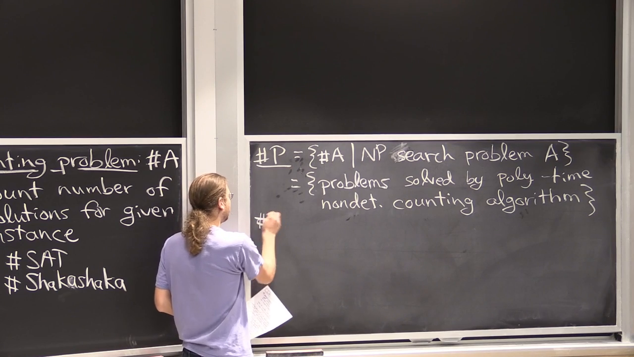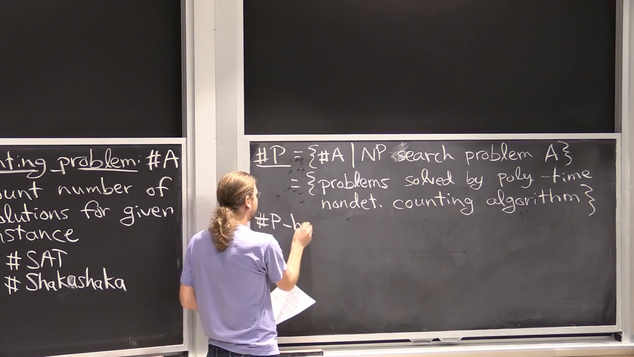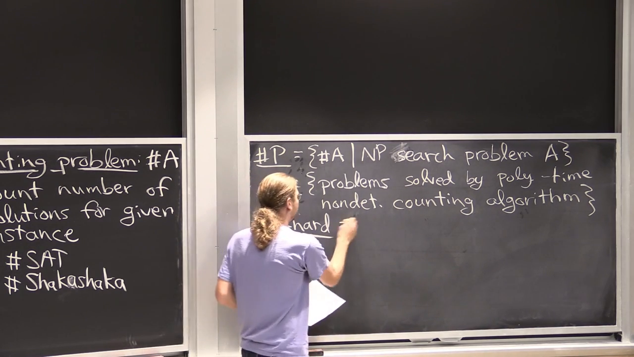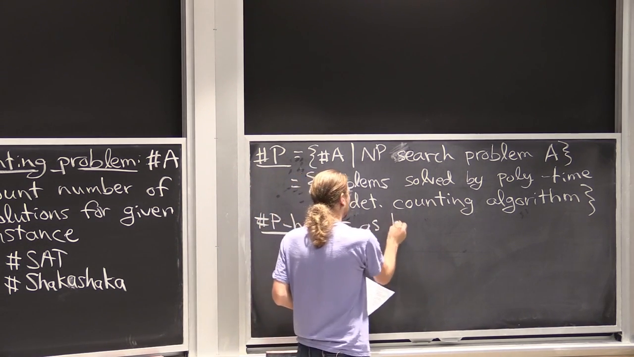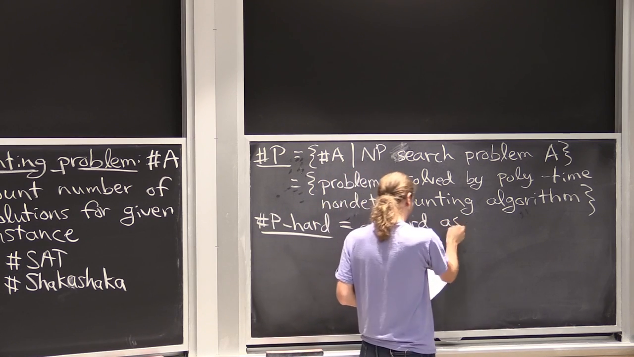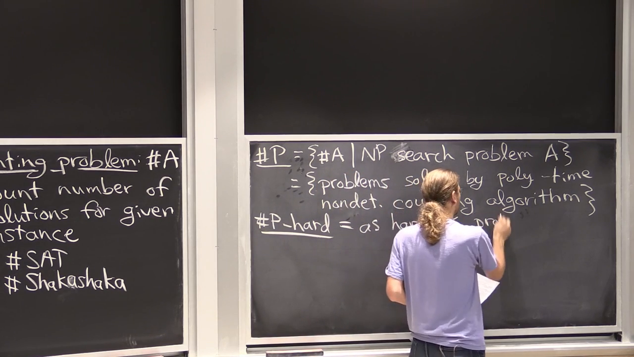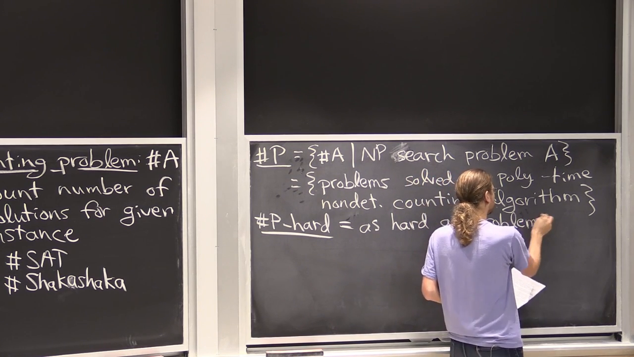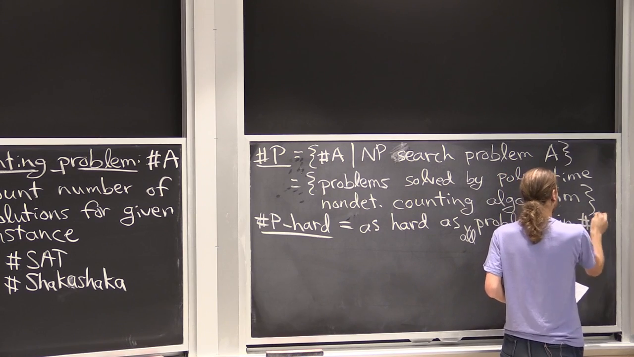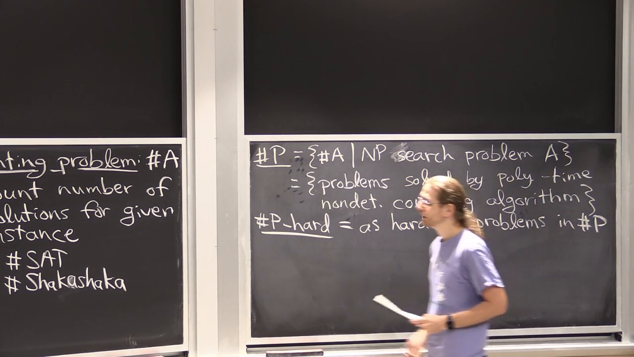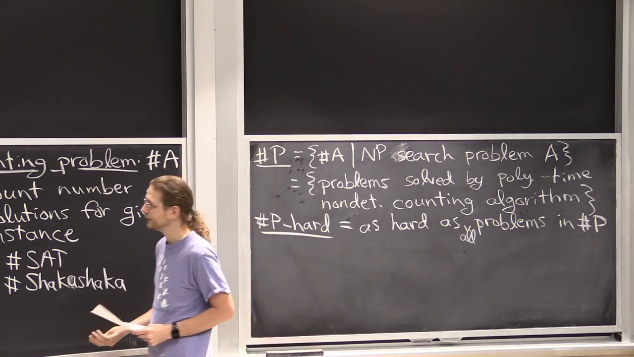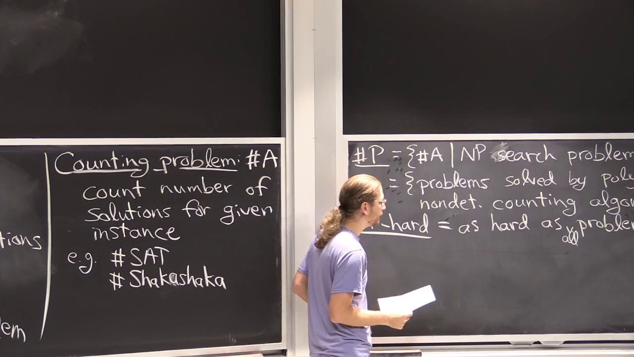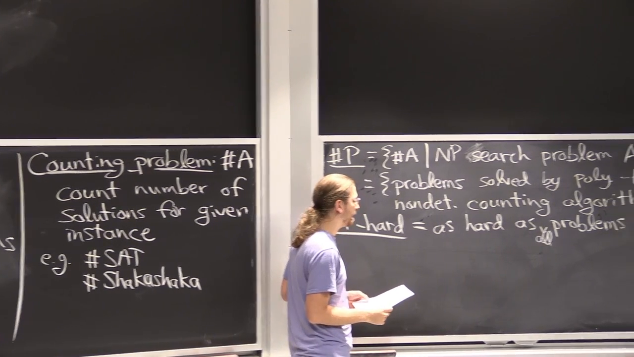This is all work done by Les Valiant in the late 70s, these notions. Okay, so it's pretty clear, it's pretty easy to show all these problems are in sharp P because the corresponding decision problems were in NP. We can convert them into sharp P algorithms.